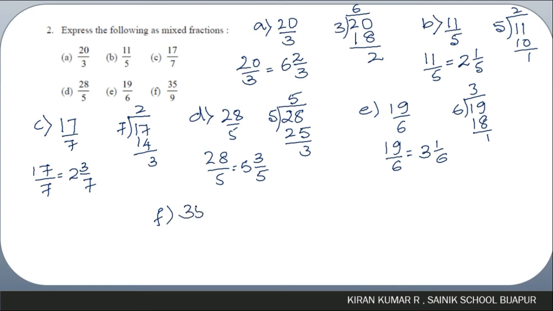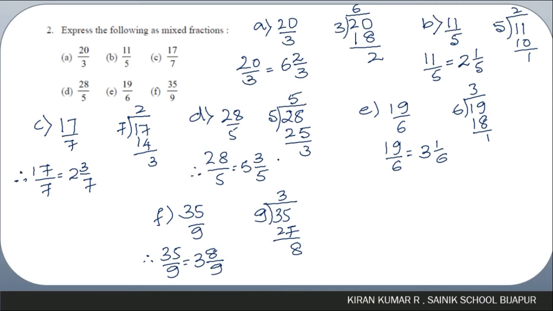Last one, 35 by 9. 9 divides 35 3 times, making the remainder 8. Therefore 35 by 9 is nothing but 3 8 by 9. I need to mention, therefore, this is how we convert improper fraction into a mixed fraction. Suppose if the mixed fraction is given, we have to do a reverse method to get improper fraction. Let's see the next question.